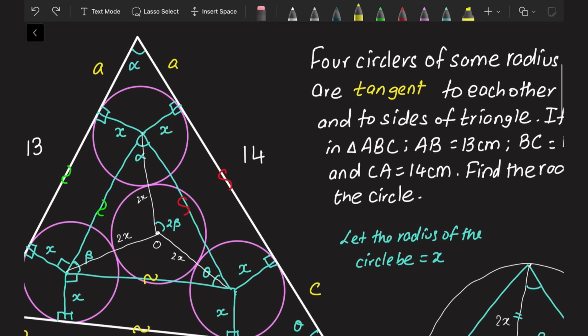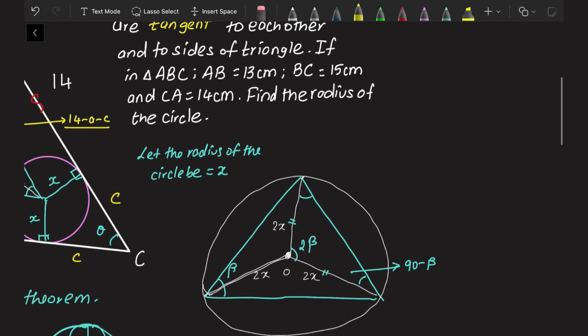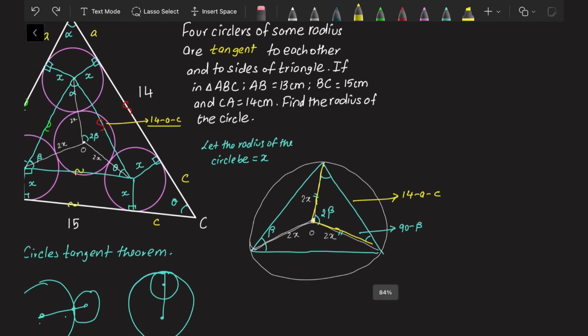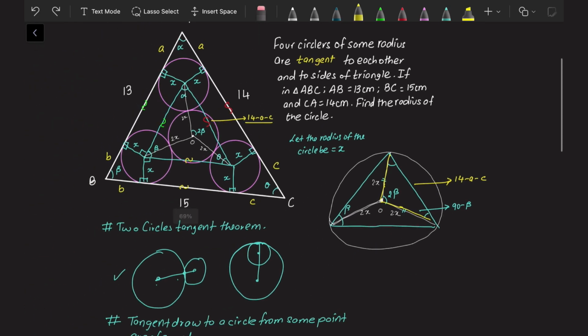So ultimately this length is equal to this length, hence this length would turn out to be 14 minus A minus C. So in this diagram also let me mark this side as 14 minus A minus C. Here we have a very nice triangle with two sides as 2x and 2x, one side as 14 minus A minus C, one angle as 2 beta, and two angles as 90 minus beta. That's very important. Keep that as it is.